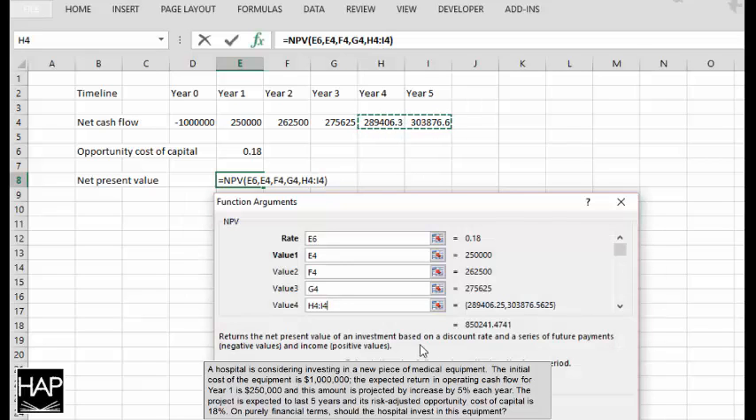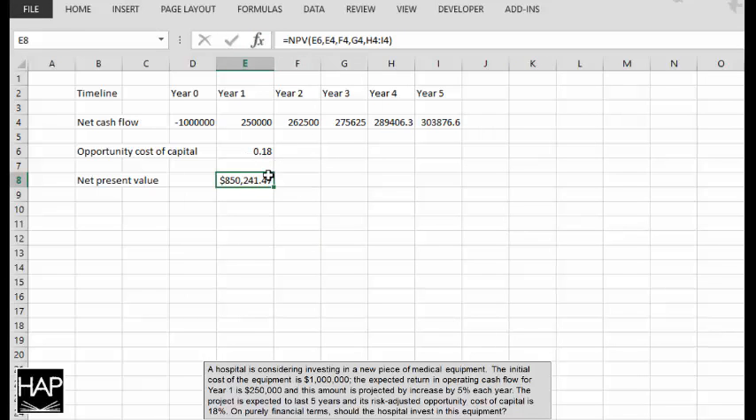All right. You'll notice that I didn't include year 0 in this calculation. That's because year 0 is a present value. So the net present value function is discounting the other year cash flows according to the opportunity cost rate. But we don't need to discount the value in year 0 at all because it's already in the present value. So I've got that in the function there.